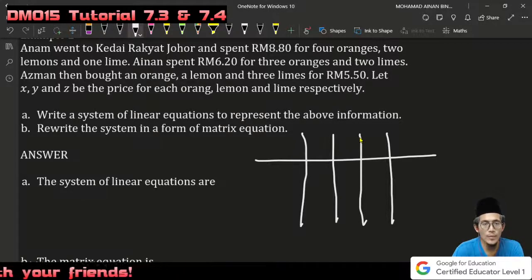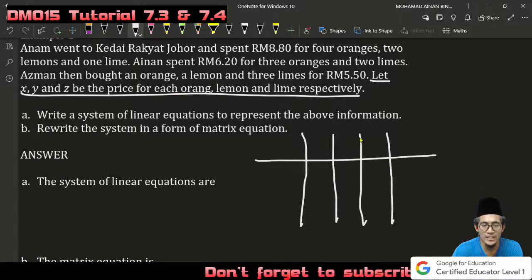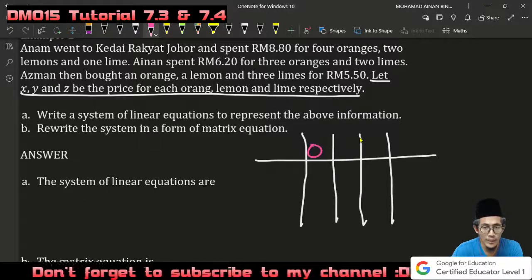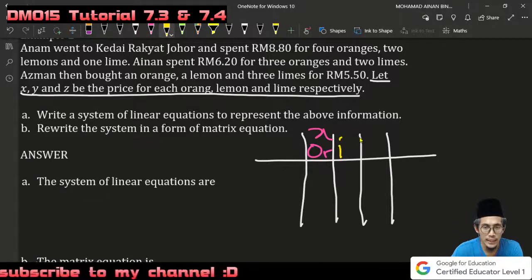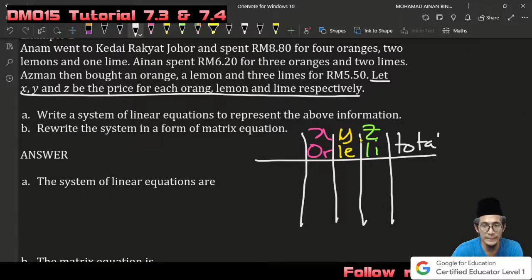Okay, now we look at how many things they talk about, because they have already told us here. Let X, Y, and Z be the price for each orange, lemon, and lime respectively. So we know the first variable is for orange, that is X. The second one is lemon, or Y. And then the third one is lime, or Z. And last but not least is the total of the purchase.